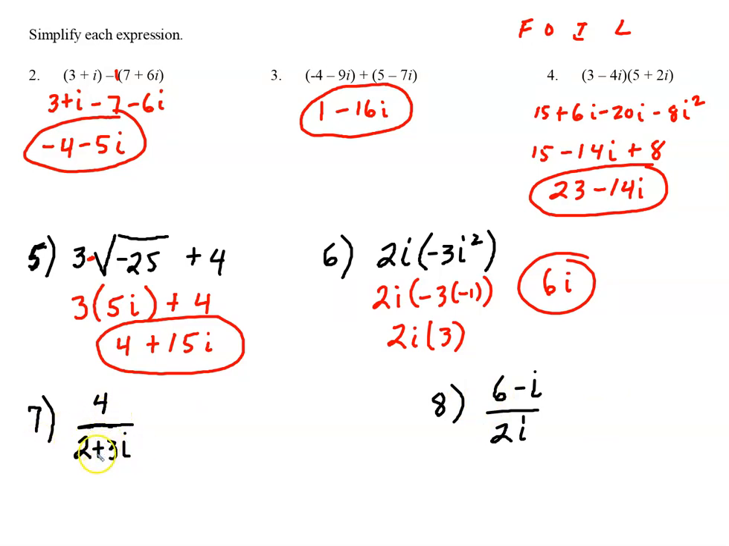For number 7, for these complex numbers that are in fraction form, we're going to have to use the complex conjugate. So I'm going to multiply the top and the bottom of this fraction by 2 minus 3i.